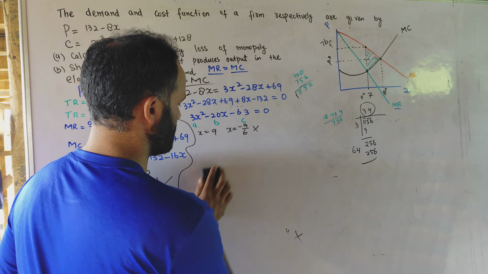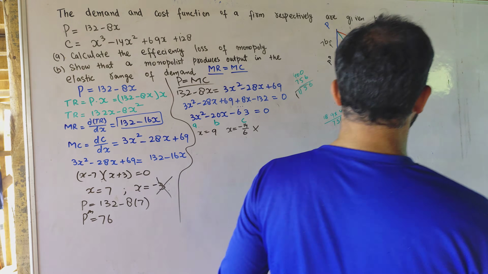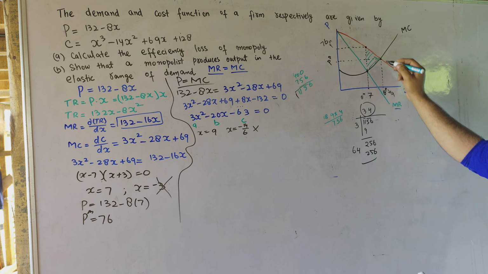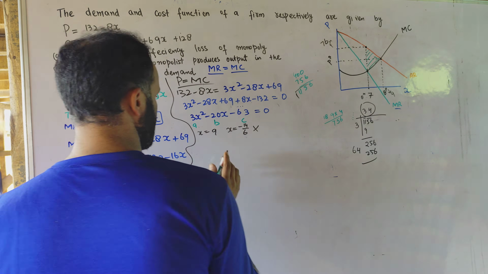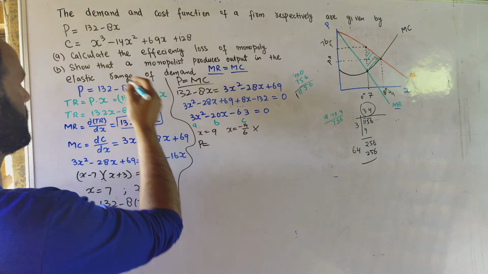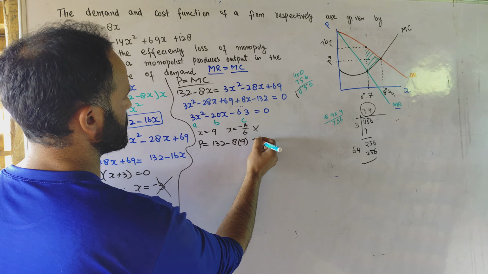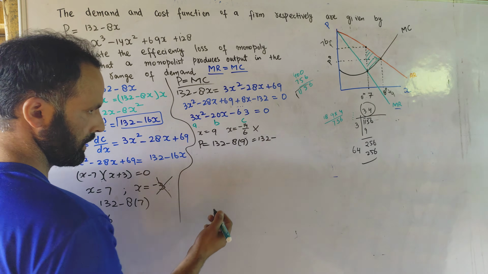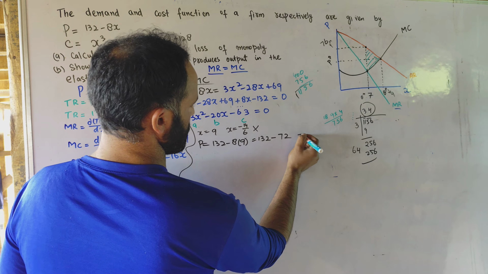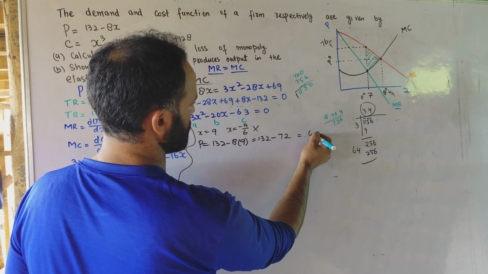Let us find out the corresponding price in case of perfect competition. So x is equal to 9. You can see here, in case of perfect competition, we are producing more at a lower price, and let us find out that lower price compared to monopoly. So P, simply plug x is equal to 9 in the demand function. We have 132 minus 8 into 9, which is 132 minus 72. So this comes out to be 60.